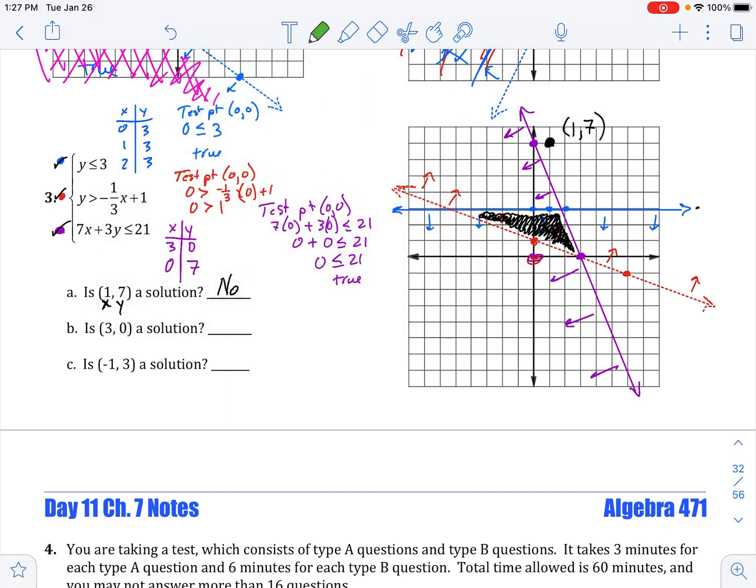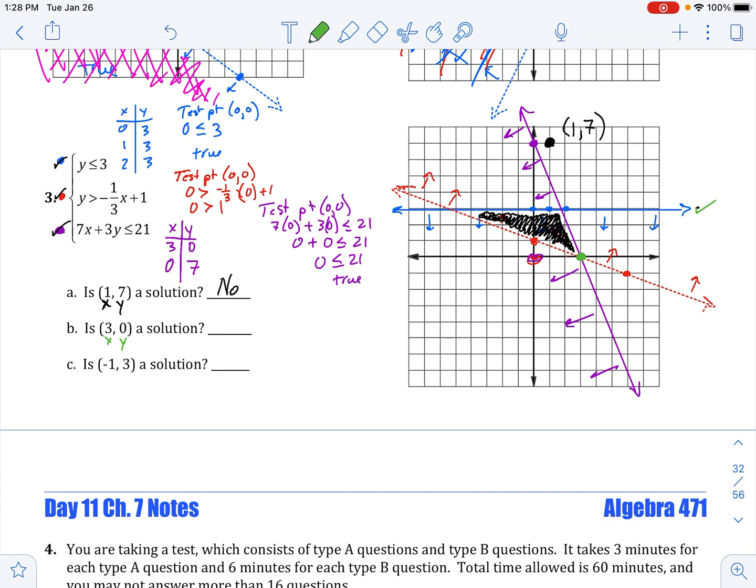I'm going to pick a different color here. I'm going to go now with (3, 0). And if I take a look at (3, 0), (3, 0) is this point right here. Well, (3, 0) is not inside the shaded region, but (3, 0) is on a solid line. It's also on a dashed line. And it is below the blue line. So I know that definitely (3, 0) is going to satisfy the first line.